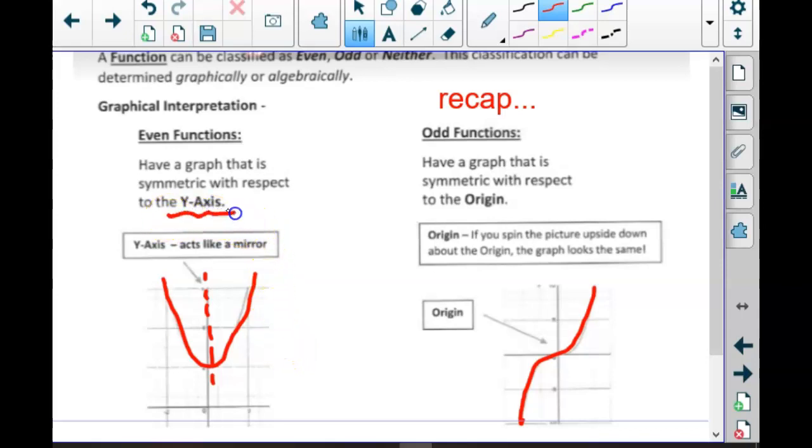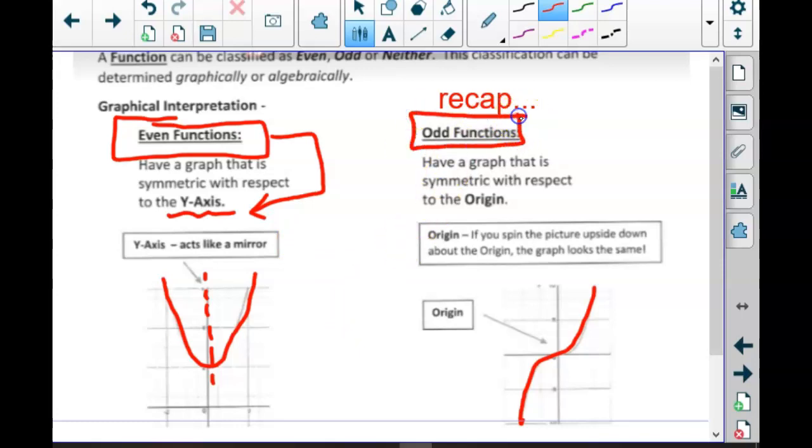If it had y-axis symmetry, it was called an even function. You have to tie those two ideas together in your head because it's going to ask, is it even or odd? And you need to know what that means. An odd function was one that had origin symmetry. If it had x-axis symmetry, like this, it failed the vertical line test, so it wasn't even a function.